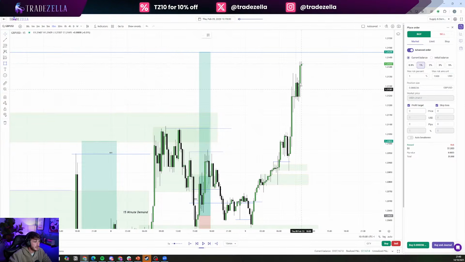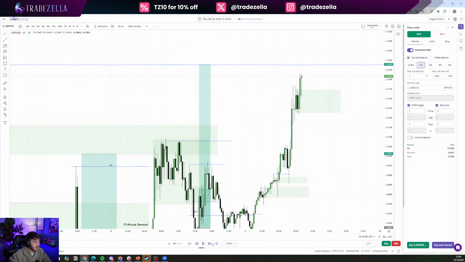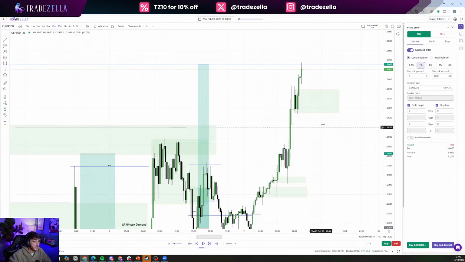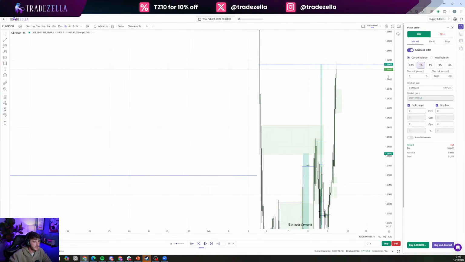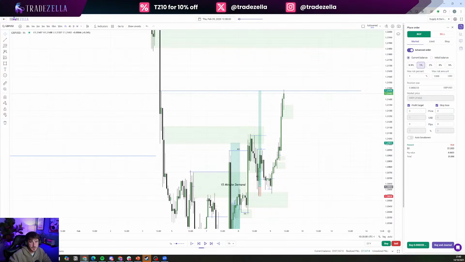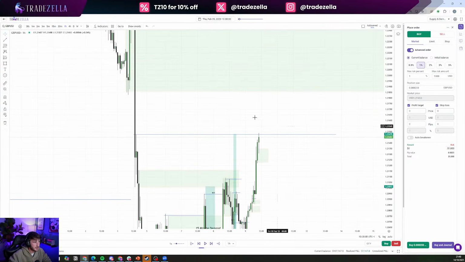All right, same thing here. This area of demand gets formed, price taps into it, and we keep going up until our higher time frame POI, which then does get taken. Okay. So now where do we look for our next trade?